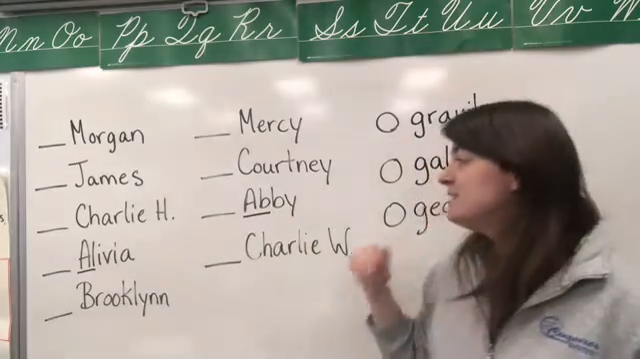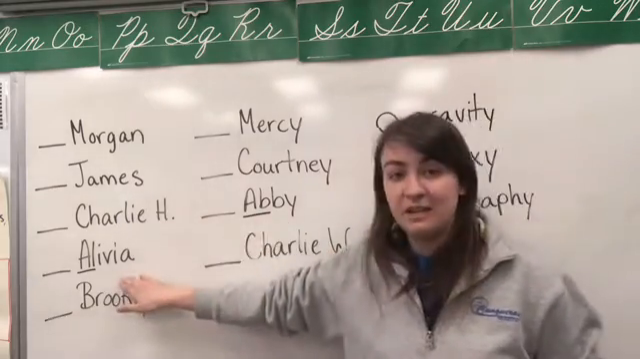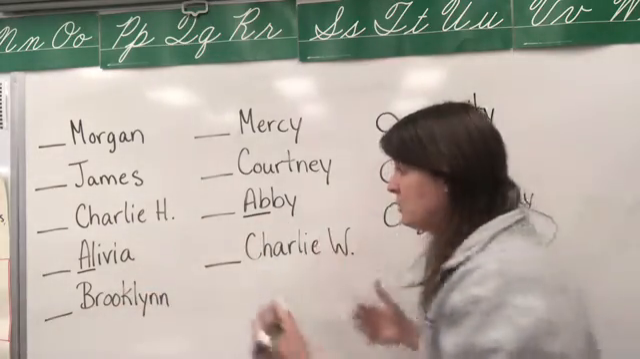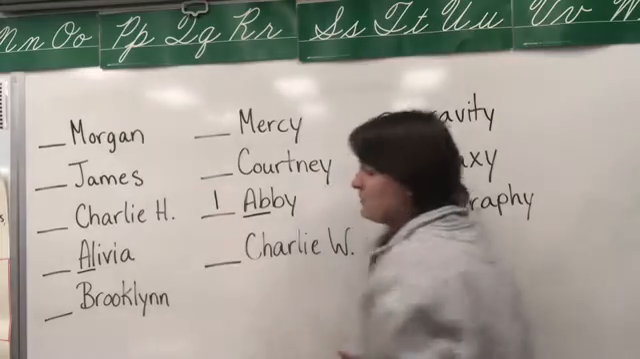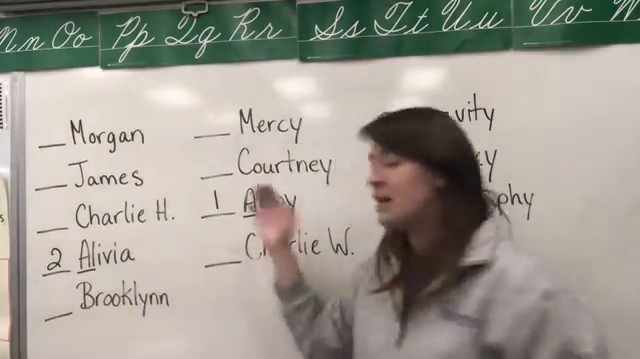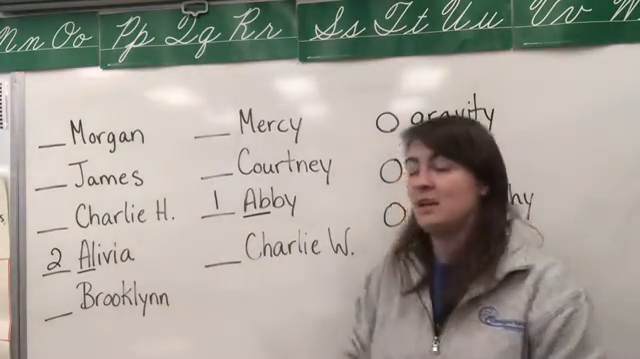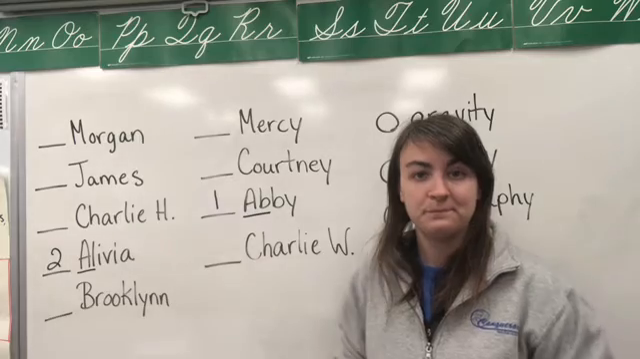That's right, the letter B does. So Abby's name comes before Olivia's name alphabetically. So I'm going to write a 1 in front of Abby and the number 2 in front of Olivia. We've got the first of our alphabetizing done. Abby, Olivia.